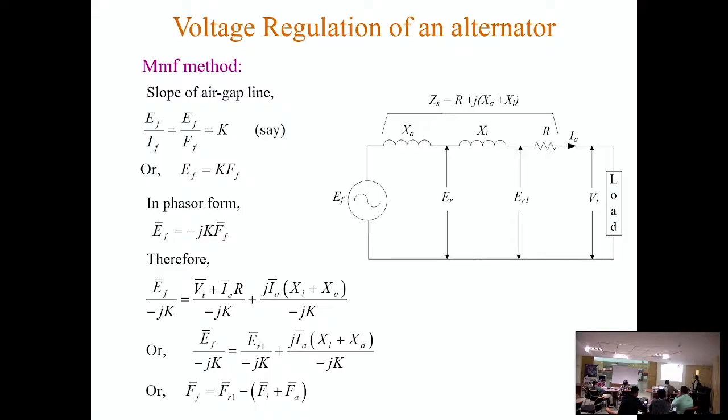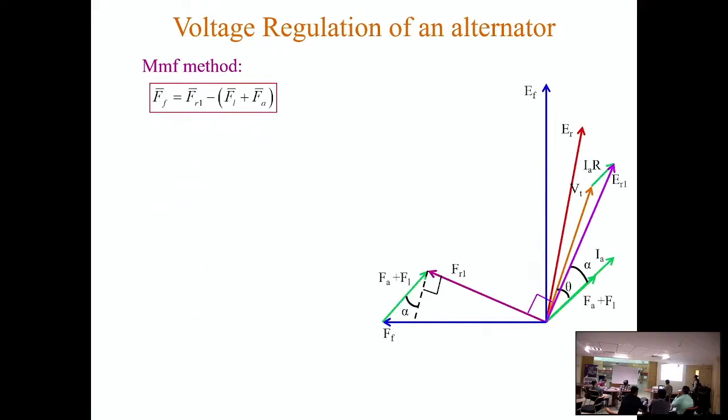So if IAXA can be replaced by some MMF FA, then IAXL can be replaced by some similar MMF FL. Following that logic, we can replace this IAXL by FL. So all the EMFs can be replaced by their MMFs. So here FF, FR1 and this FL plus FA. So basically 4 MMFs, and these 2 will combine as one single MMF, FL plus FA.